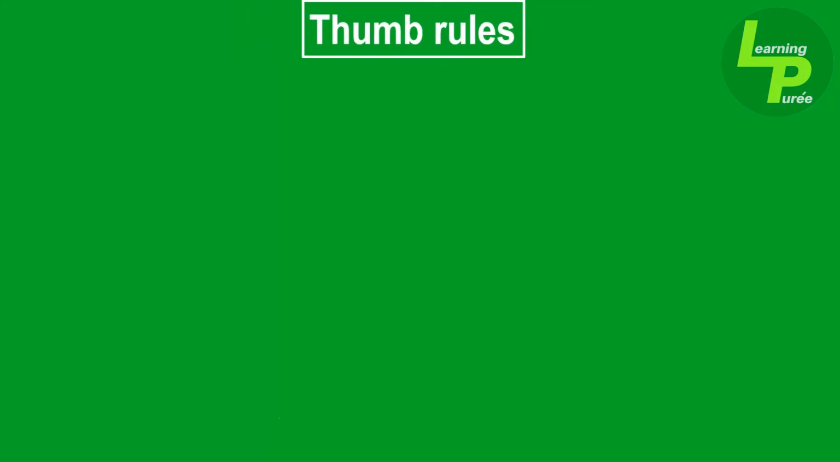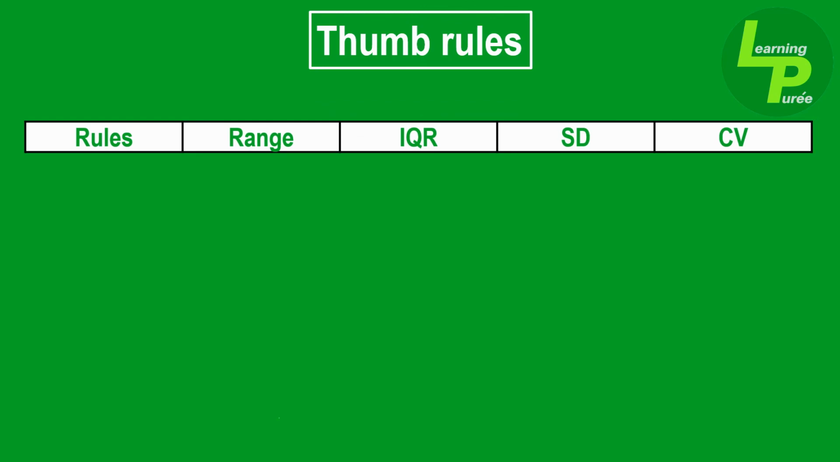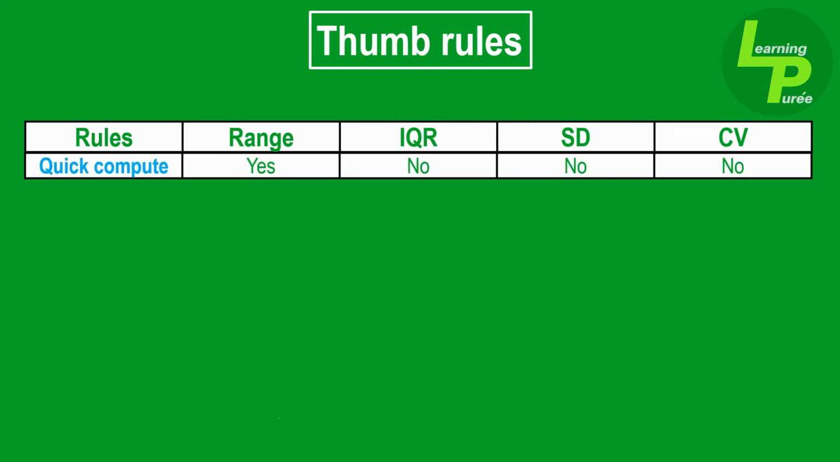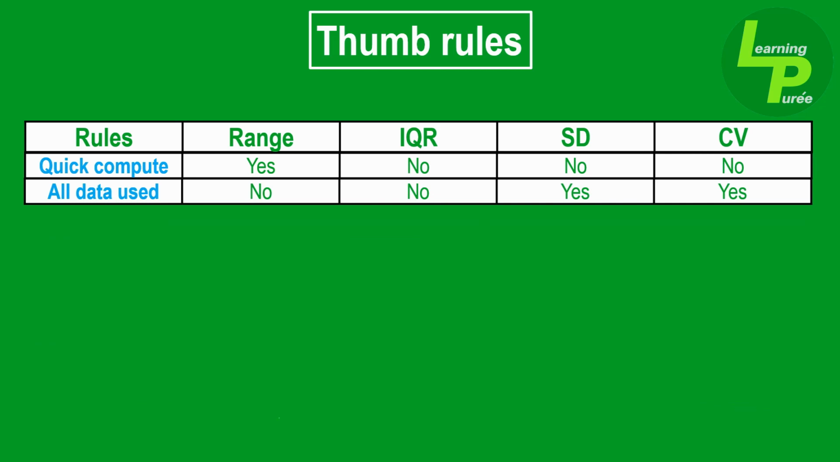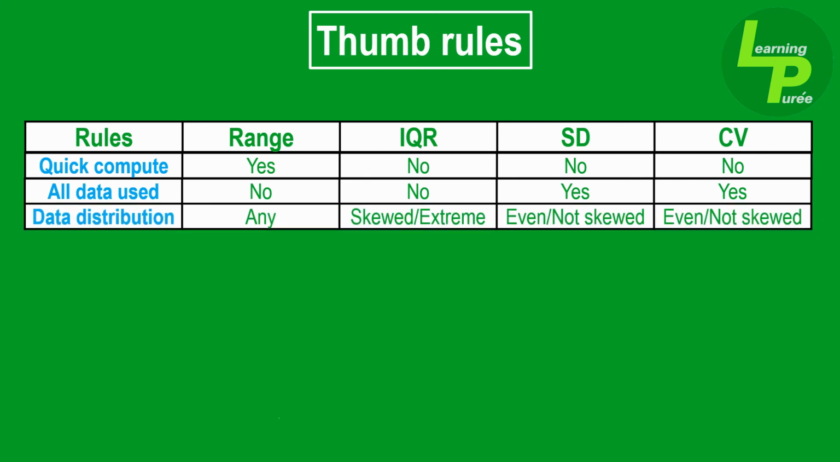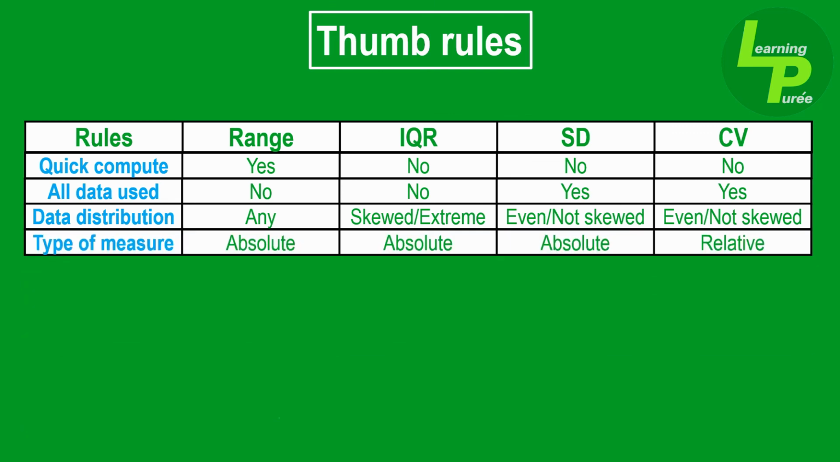Having said that, here are a set of some thumb rules regarding the usage of different measures of spread. First, use the range for a quick and dirty computation. Second, if you want a sturdier measure with all data being considered, use the standard deviation and the coefficient of variation. Third, use the IQR where there is data that is skewed or with extreme values. Fourth, if you need a relative comparison measure, coefficient of variation serves the purpose very well.